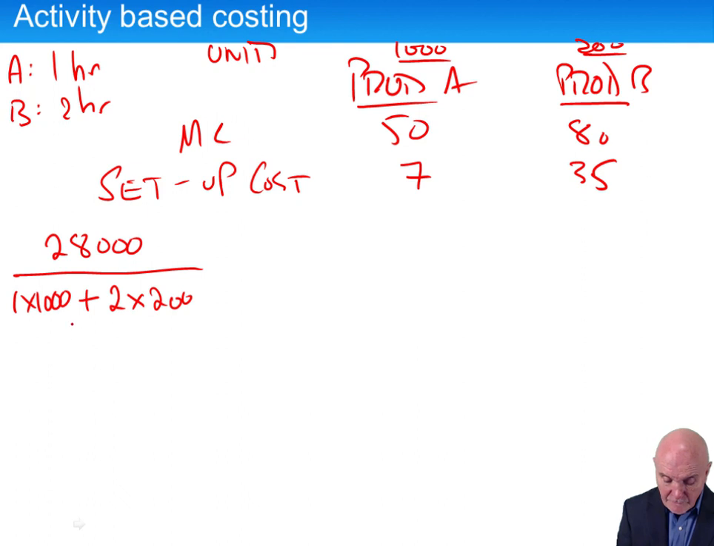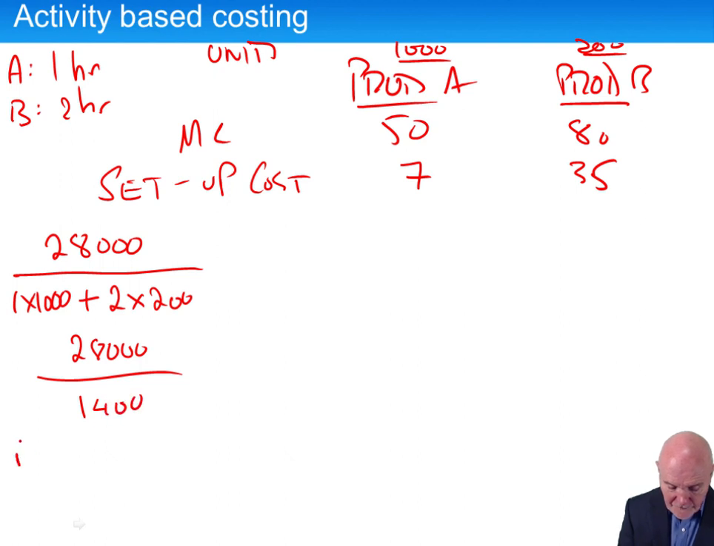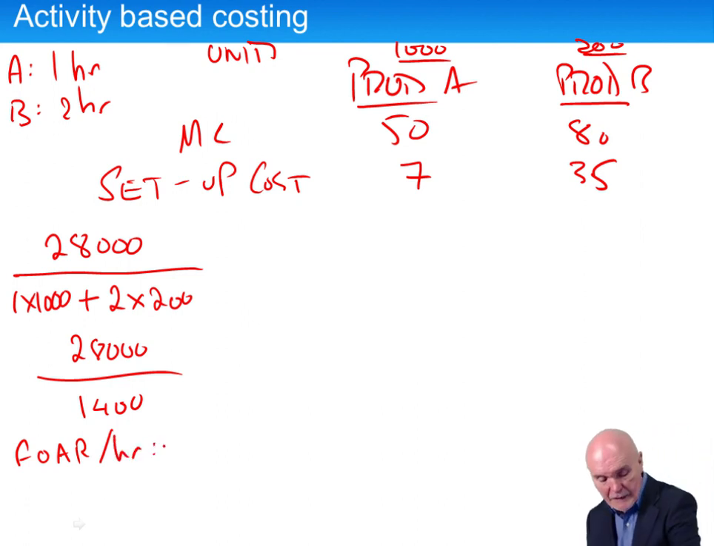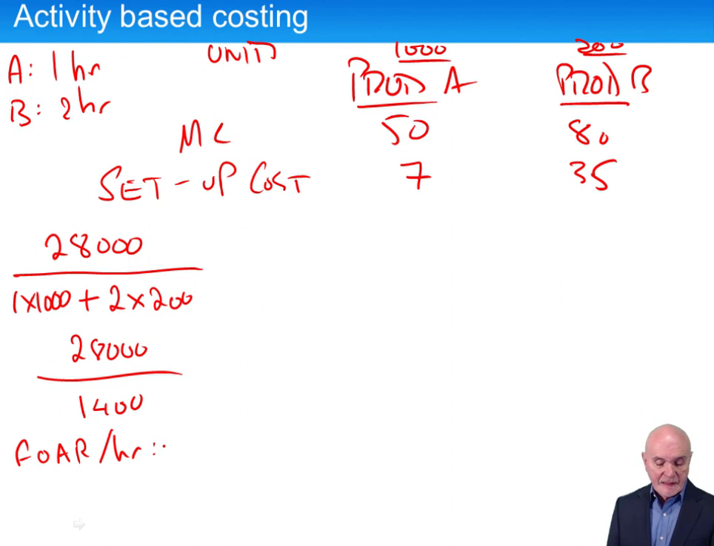So we'd end up there with, if it was 1 hour and 2 hours, and that doesn't really matter, we just want to get the 1 to 2 ratio in here, it'd be 28,000 over 1,400. So the fixed overhead absorption rate per hour, on our pretend hours at any rate, is going to be 28,000 divided by 1,400, which is 20.